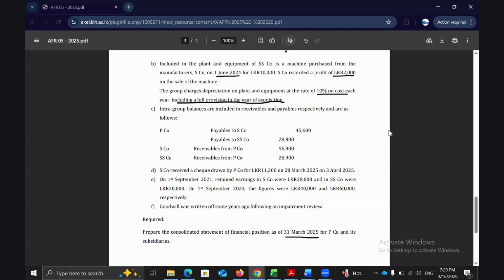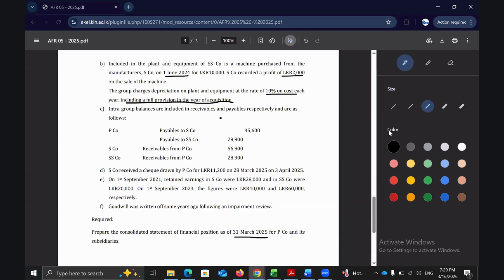Okay. Now, when it comes to the timeline, we are required to prepare the financial statements as of 31st March 2025. Then that is the cutoff date, the year end. Then, what is the starting date? First April, in which year?